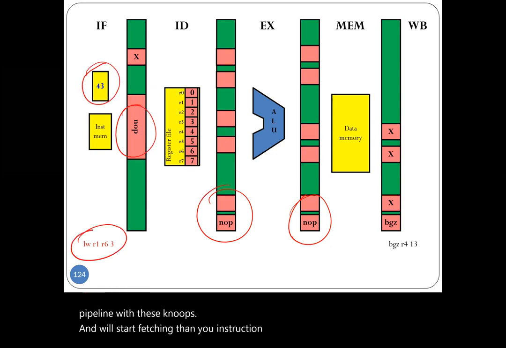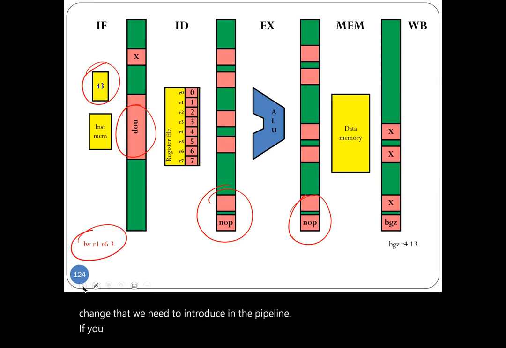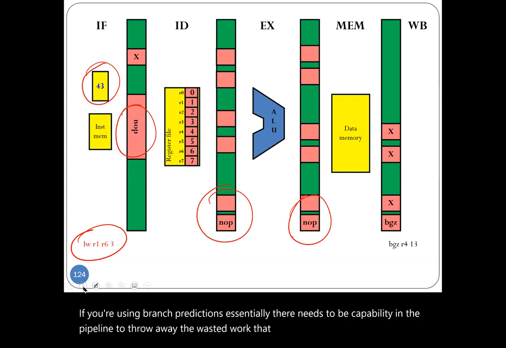So this is the change that we need to introduce in the pipeline if we are using branch prediction. Essentially, there needs to be capability in the pipeline to throw away the wasted work that has been done as a result of mispredictions.